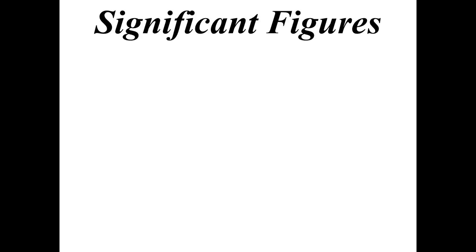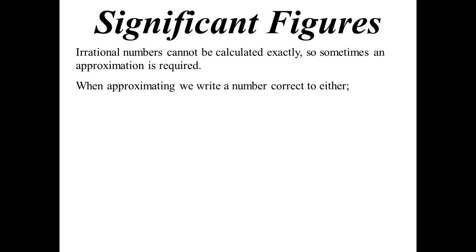Significant figures. So just a quick word on significant figures. See, our irrational numbers, we can't work them out exactly as I say. So very often we use approximations if we want to use them in the real world for a calculation or something. So when we are approximating, we tend to either round to decimal places.